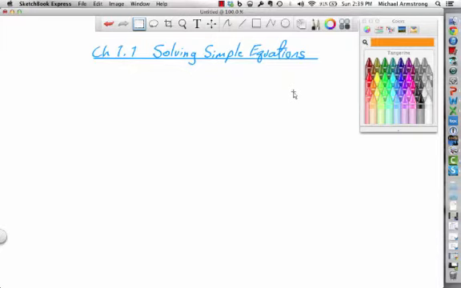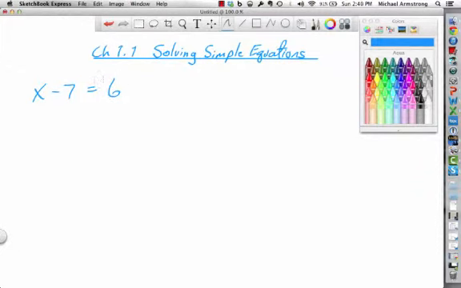Okay, this is Algebra 1, Chapter 1.1, Solving Simple Equations. And Chapter 1 is all about solving linear equations. But the first one should be just review, but you can let me know if you want or not. So we're going to start with a simple problem, x minus 7 equals 6.